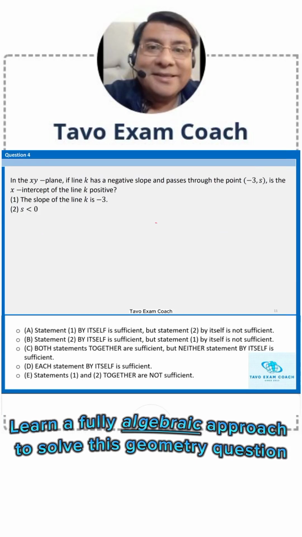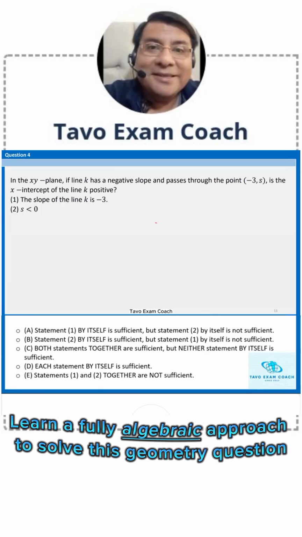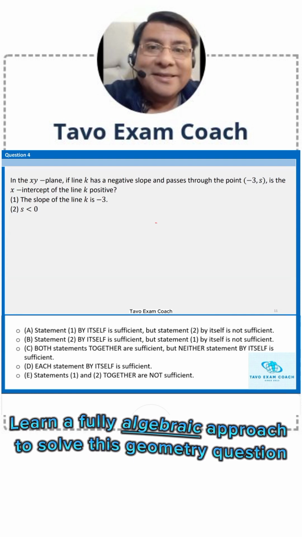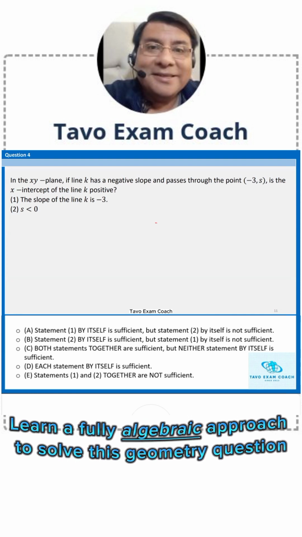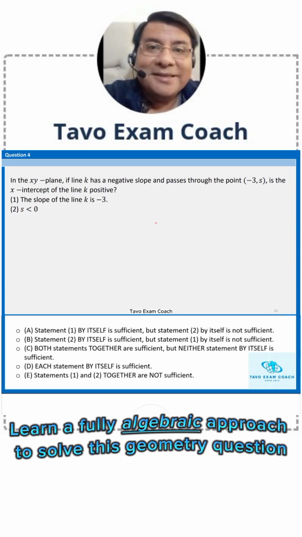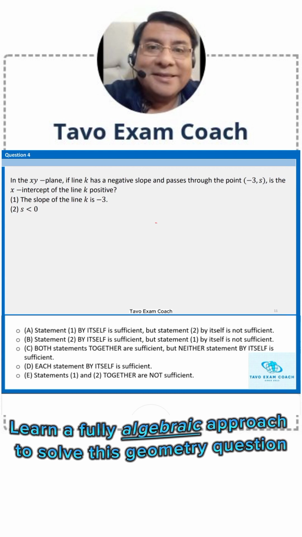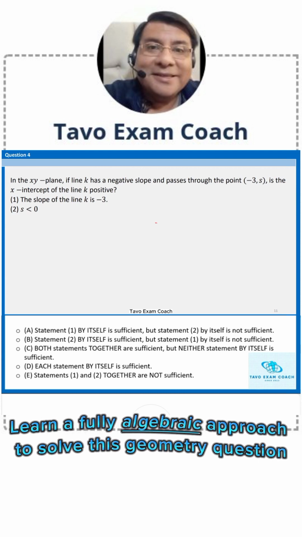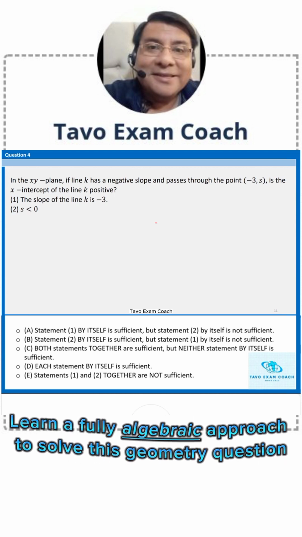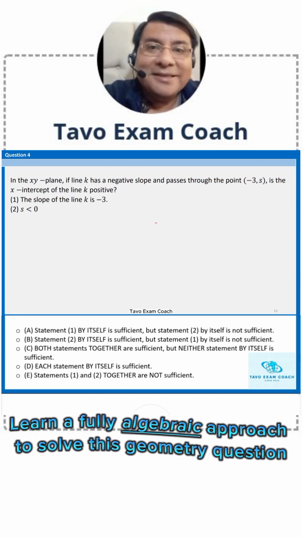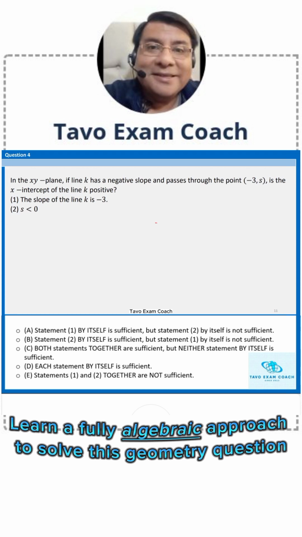Question 4 says in the xy plane, if line K has a negative slope and passes through the point -3, S, is the x-intercept of the line K positive? Statement 1 says the slope of the line K is -3, and statement 2 says S is less than 0.